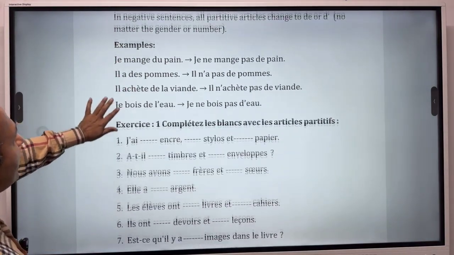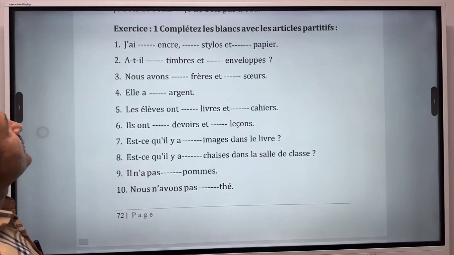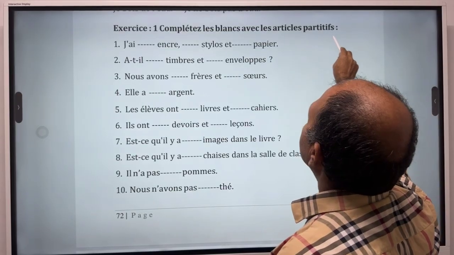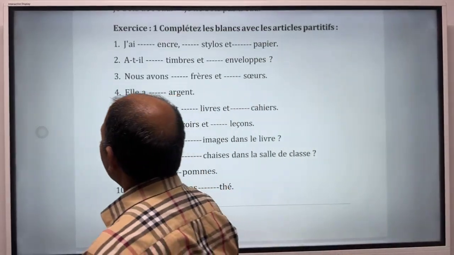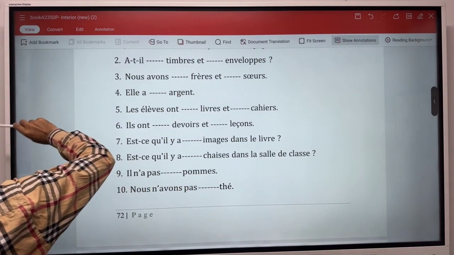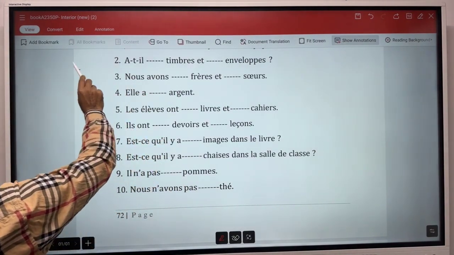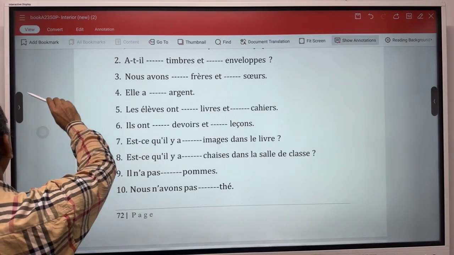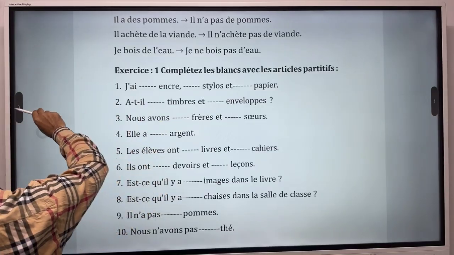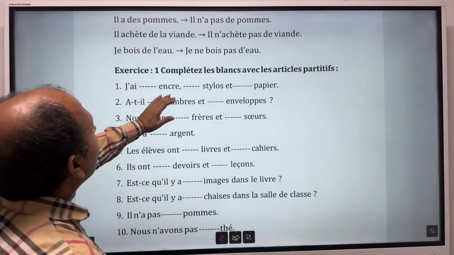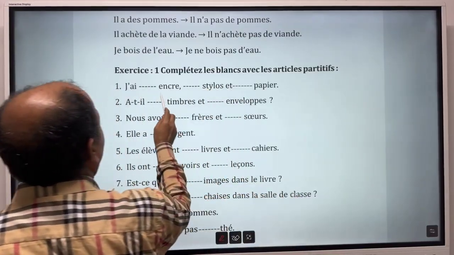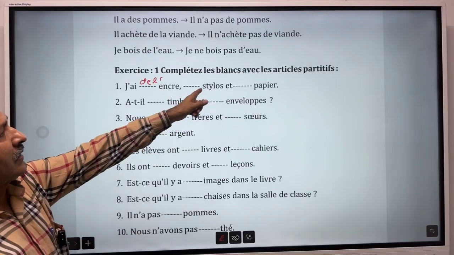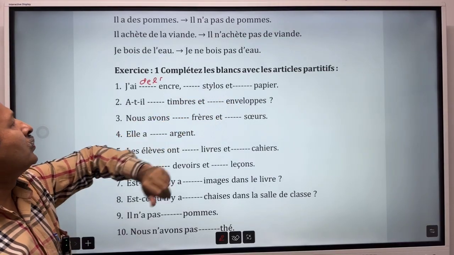Now let's see an exercise based on it. Complétez les blancs avec les articles partitifs. Fill the gaps with partitive articles. So you can do it easily, as you know. J'ai de l'encre, des stylos, du papier. Encre, beginning with a vowel, de l'. Plural, des. Masculine singular, du.